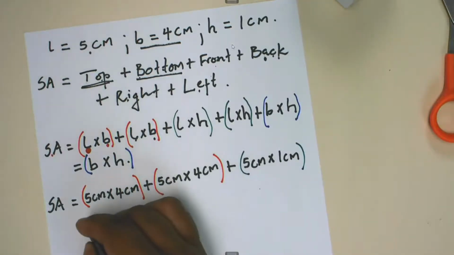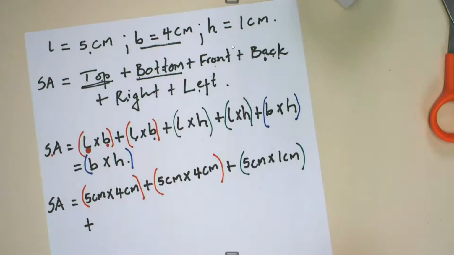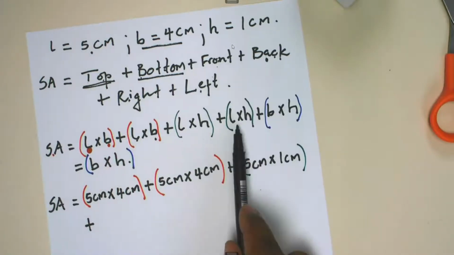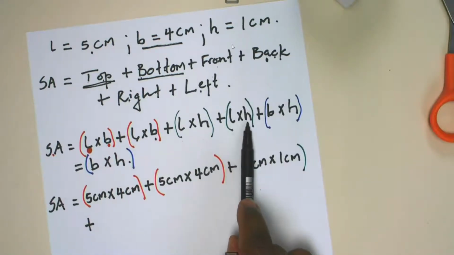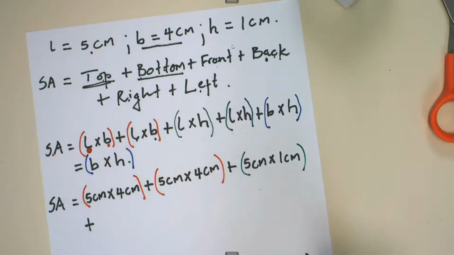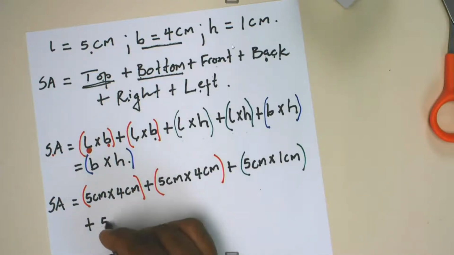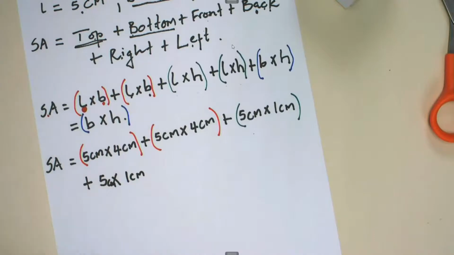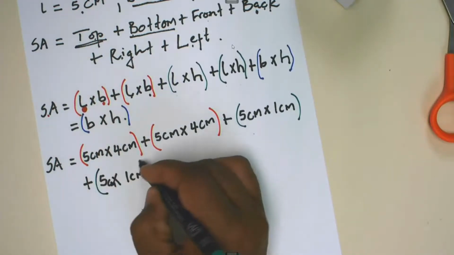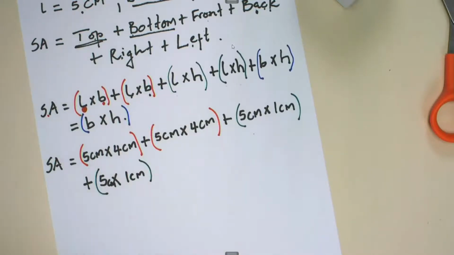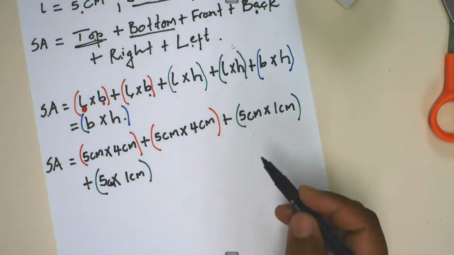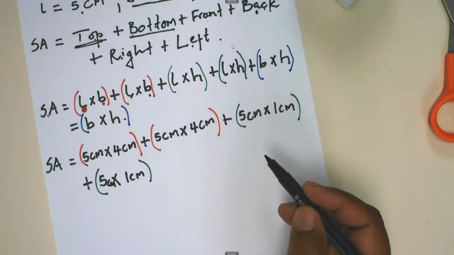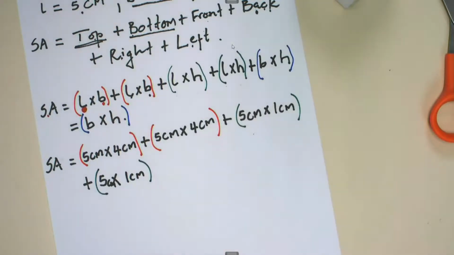Then we say plus, we go to the back side. It will be length multiplied by the height. So the same dimensions. It will be 5 centimeters multiplied by 1 centimeter. And therefore, in green, I will have 5 centimeters multiplied by 1 centimeter. And then now we are left with the right hand side and the left hand side.